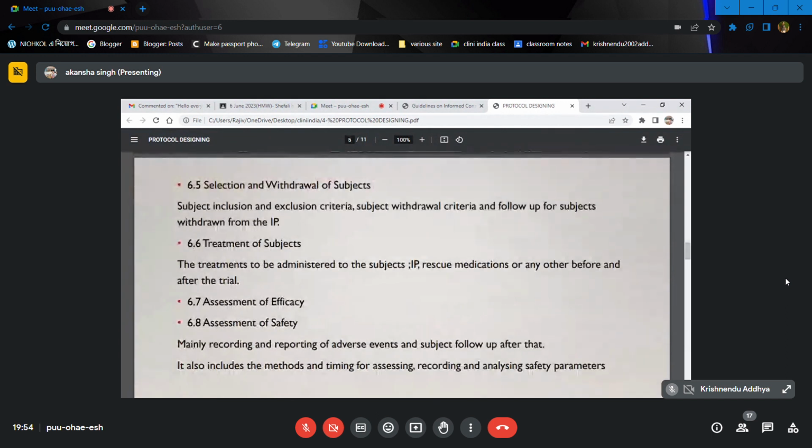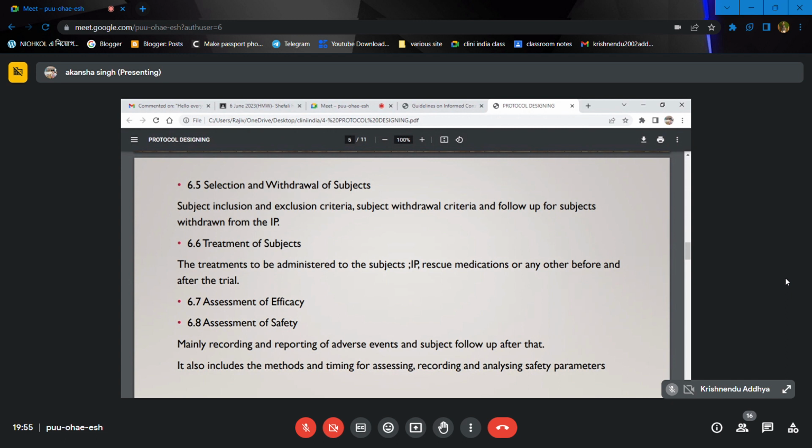Then we have selection and withdrawal of subjects. What will be the inclusion criteria and exclusion criteria, like age group? Suppose we want to take 18 to 35 years. Below that and above that will be your exclusion criteria. Then treatment of subjects. How you are going to administer to the subject, if before the trial we have to give some drugs, it is written in that protocol. And after the trial, how you are going to medicate them, what medication could be given in an emergency situation, everything will be mentioned in that protocol.